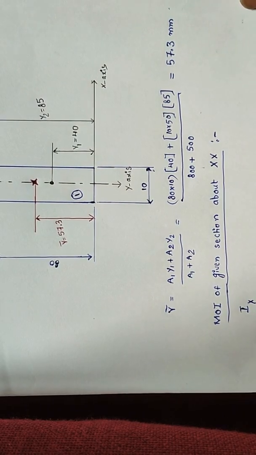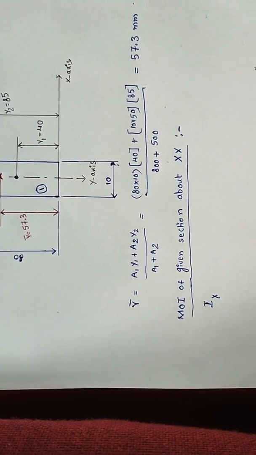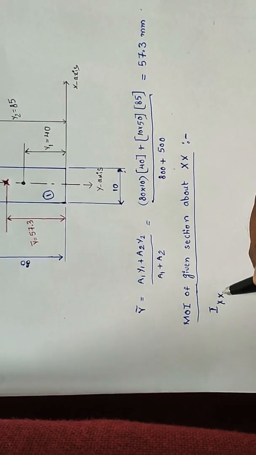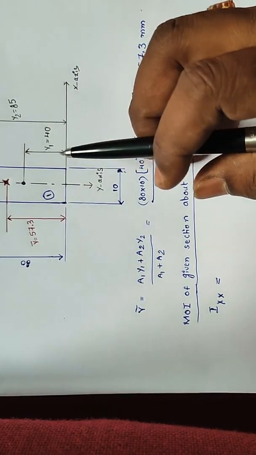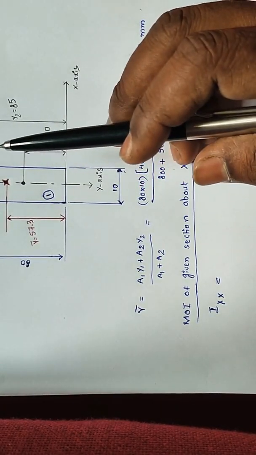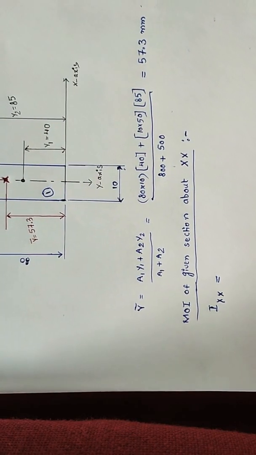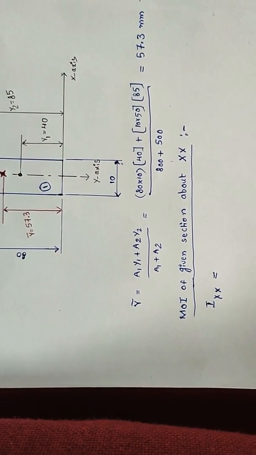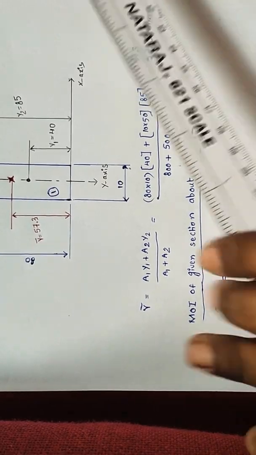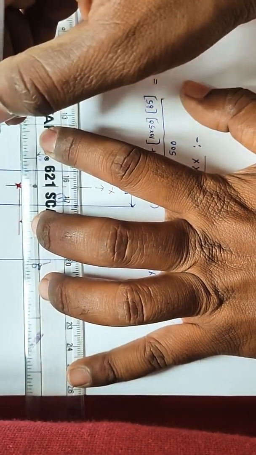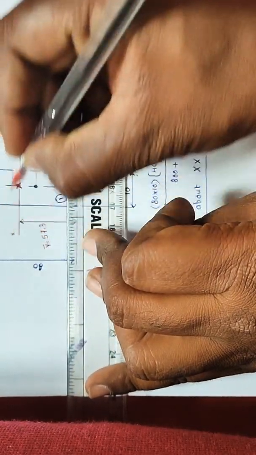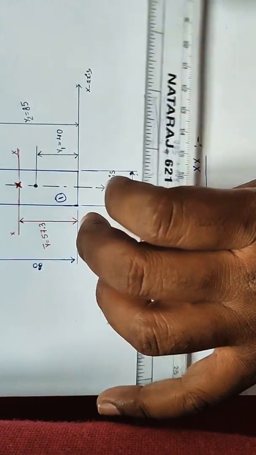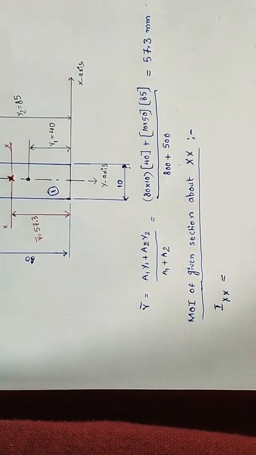Ixx, moment of inertia of the given section about xx, equal to... so here we are drawing this centroidal axis. Here we are assuming it is xx. So about this centroidal axis we have to find out the moment of inertia.